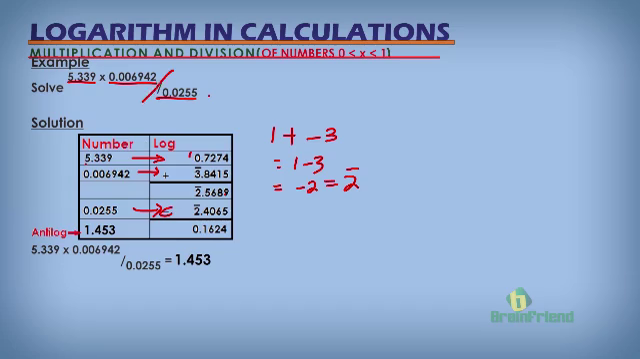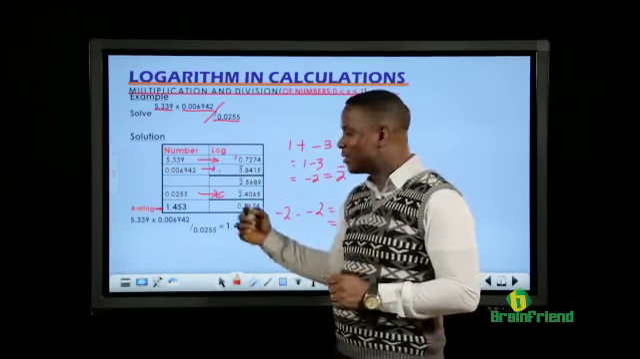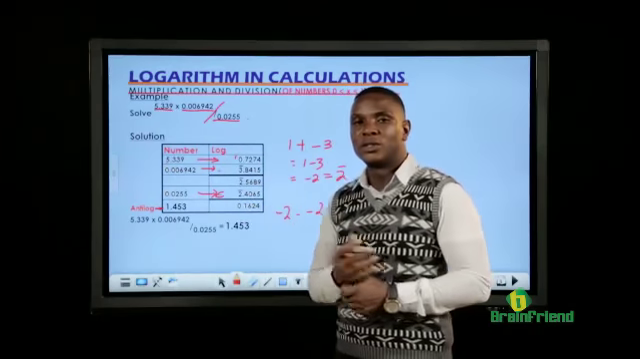If we subtract bar 2.4065 from bar 2.5689, we have 9 minus 5 giving us 4, 8 minus 6 giving us 2, 6 minus 0 giving us 6, 5 minus 4 giving us 1. Bar 2, which is minus 2, minus bar 2, which is minus 2, would be minus 2 plus 2, which of course gives us 0. And that's why we have 0.1624. That's our number. But remember, the number that we seek is the anti-logarithm of 0.1624.